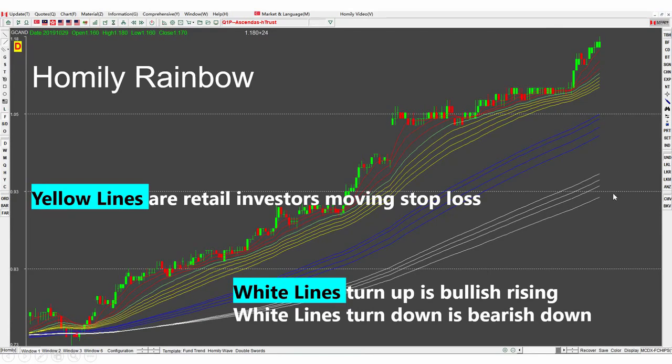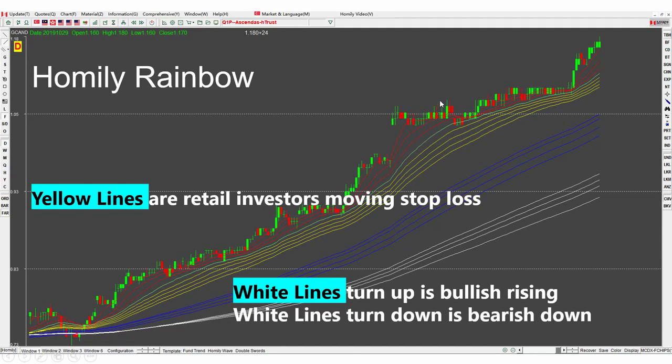If the white line turns down, it is bearish. The yellow line is specially designed for retail investors, you and me, most of us, to do the moving stop loss. As the stock market moves, our stop loss should also be moving.